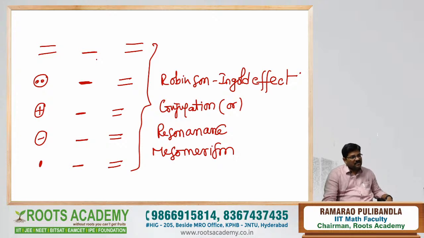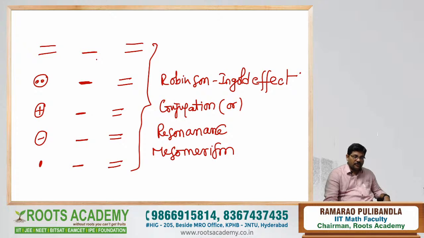Simple logic, Nana. A double bond separated by a single bond, or a lone pair and double bond separated by a single bond, is called lone pair conjugation. A positive charge and double bond separated by a single bond is called positive charge conjugation. A negative charge and double bond separated by a single bond is called negative charge conjugation. Or a radical and double bond separated by a single bond is called radical conjugation. That is called conjugation or resonance or mesomerism or the Robinson Ingold effect. Robinson and Ingold discovered the effect. That's why it is called the Robinson Ingold effect.